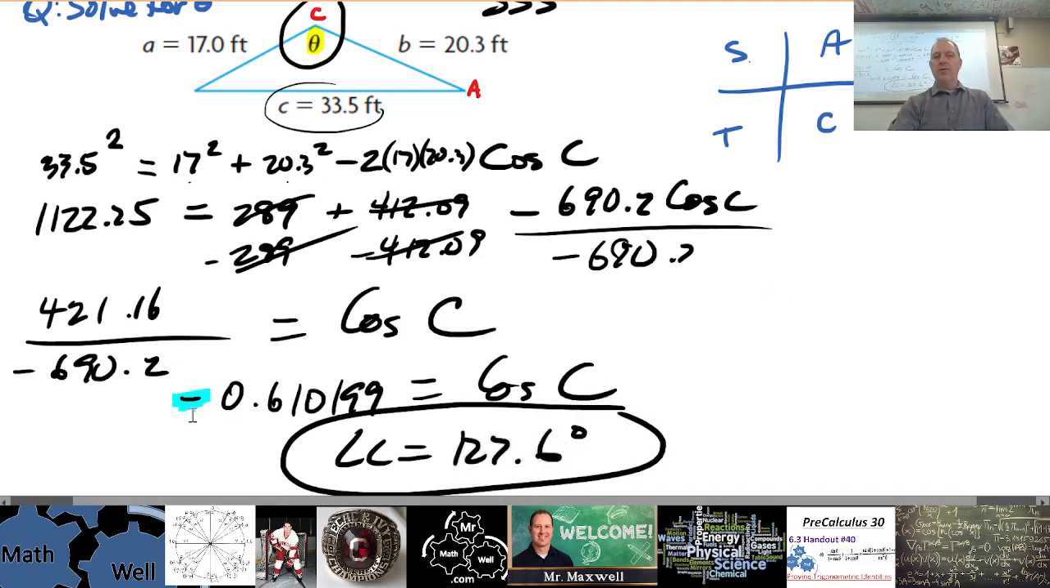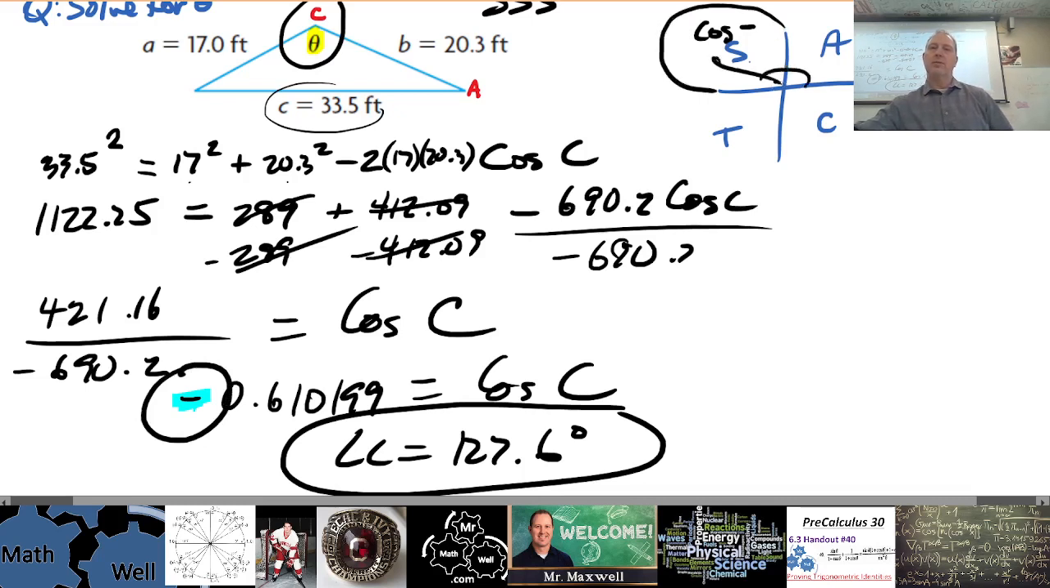If it's a positive value, then it will give you an acute angle. But if it's a negative value, then it will give you an obtuse angle, and that's exactly what we're looking for, okay? So remember that cosine is negative here in the second quadrant. So by this negative number, the calculator knows you're looking for something that terminates in this quadrant.